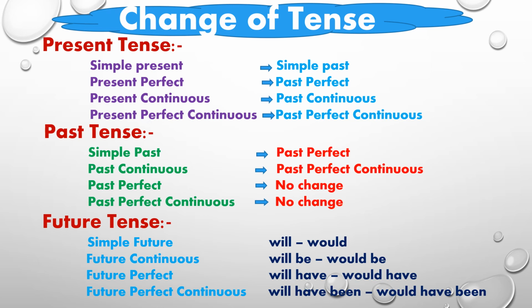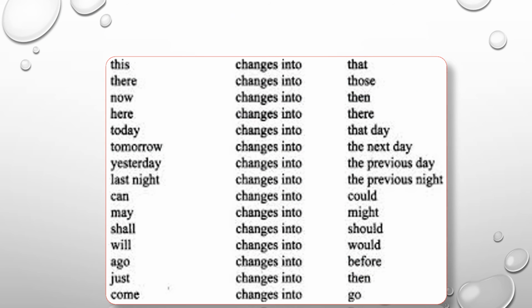Future tense. Simple future, will, changes into would. Future continuous, will be, changes into would be. Future perfect, will have, changes into would have. Future perfect continuous, will have been, changes into would have been.